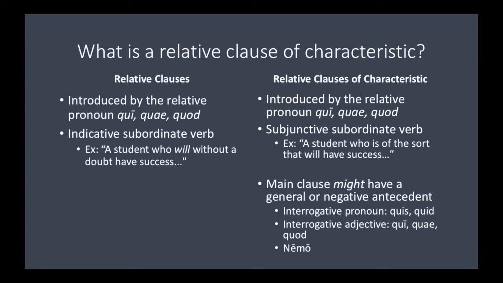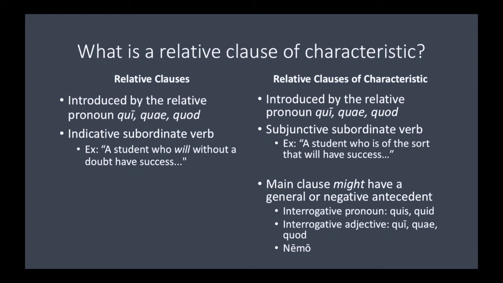As you remember, normal relative clauses are introduced by the relative pronoun, qui quae quod, and contain an indicative verb. Relative clauses of characteristic are also introduced by a relative pronoun, qui quae quod, but they contain a subjunctive verb. So what's the significance of the different mood? You probably remember that indicative verbs indicate something factual, and subjunctive verbs indicate potential.